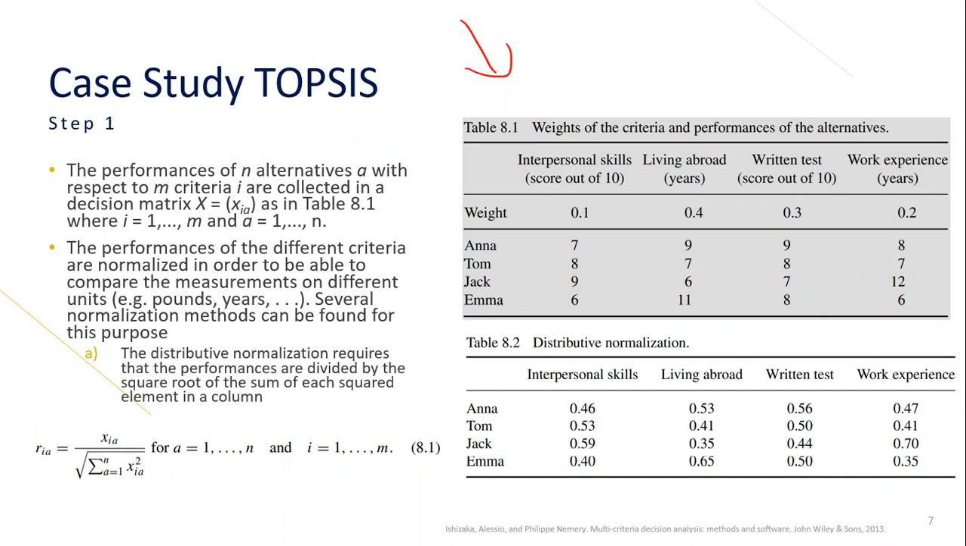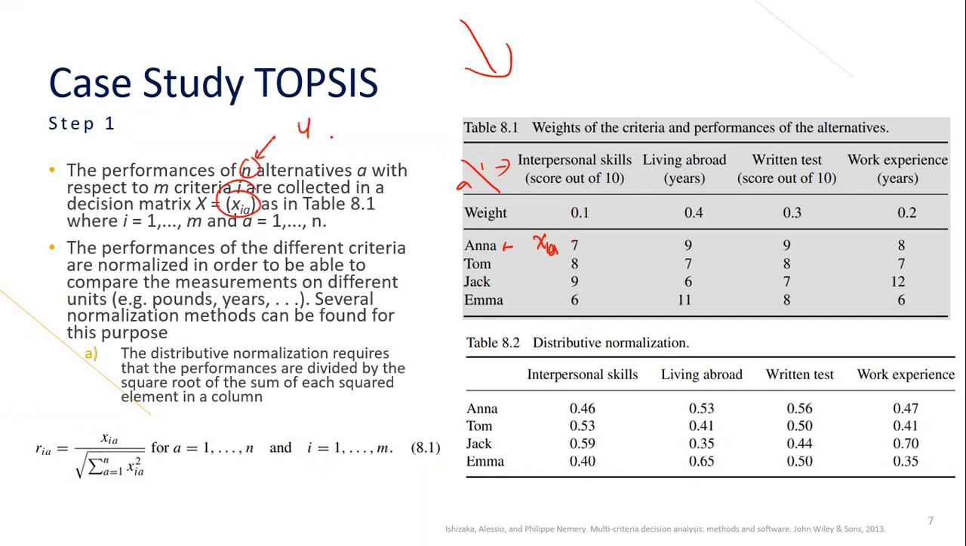The table. Now you put a score here. Okay, you need to put a score. We call it X_ia. I is for the criteria, and A is for the alternative index here. X_ia means, for alternative, for example here, Anna, what is the interpersonal skill? X of Anna, comma, interpersonal skill is 7. So Anna has an interpersonal skill of 7. This is X_ia here.